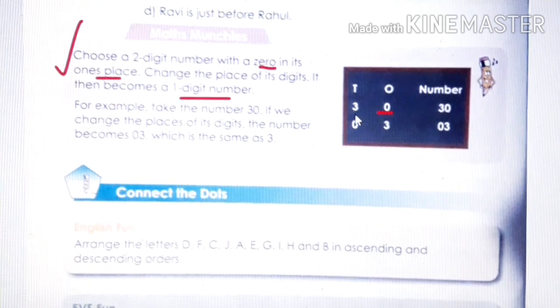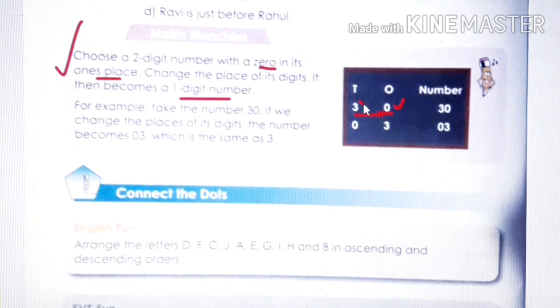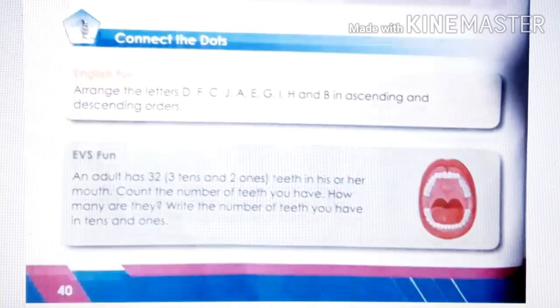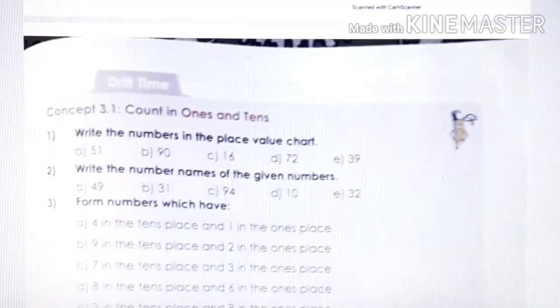Just see, if you have chosen the number 30, you have put 0 in ones place and 3 in tens place. Now you change the place. Bring 0 in tens place and 3 in ones place. You get the one-digit number. Isn't it interesting, children? So you can try with other numbers where there is 0 in ones place. Okay? So drill time, children, we will do it in our next class.